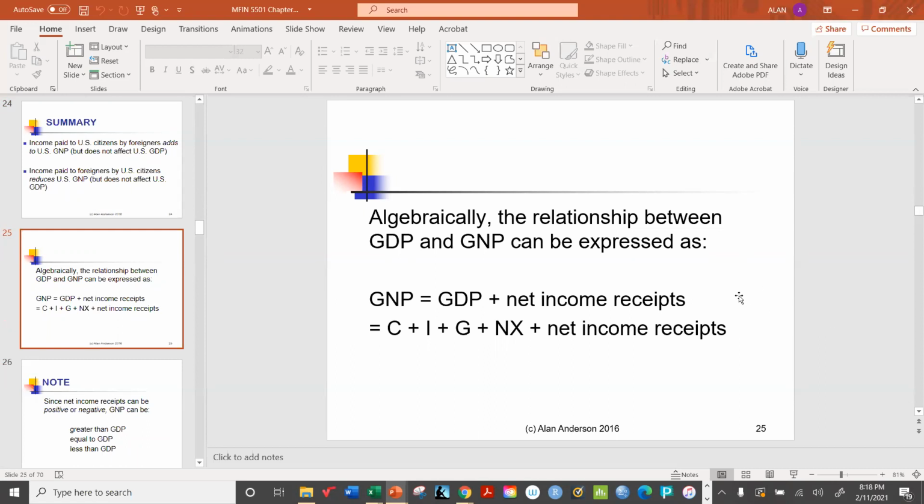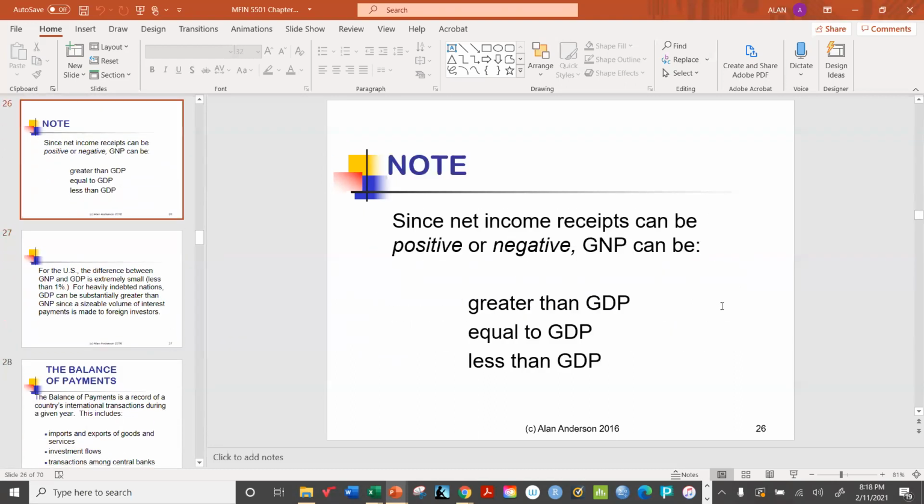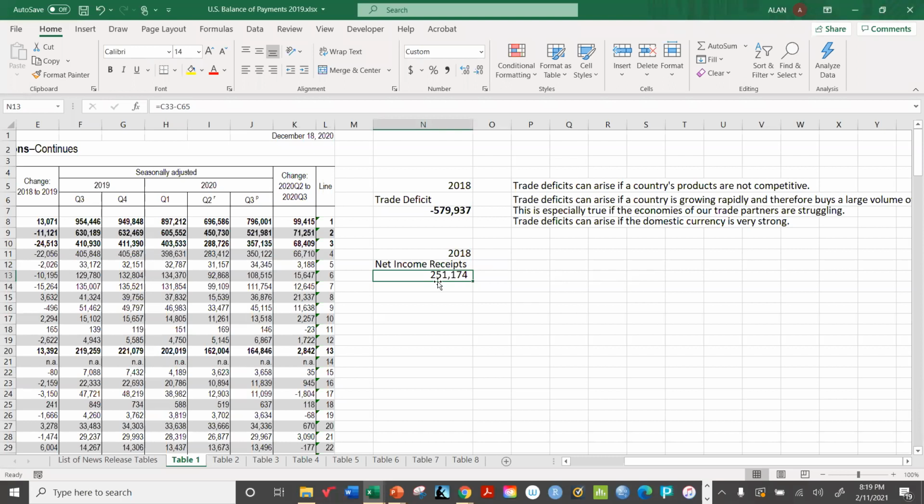Now, it turns out, like I think I mentioned this before, in the United States, the two of them, depending on those net income receipts, GNP can be either greater than GDP, equal to, or less than. Now, in the case of the United States, you can see that our net income receipts are positive, which implies that US GNP is going to be greater than US GDP. All right, let me make that a lot bigger.